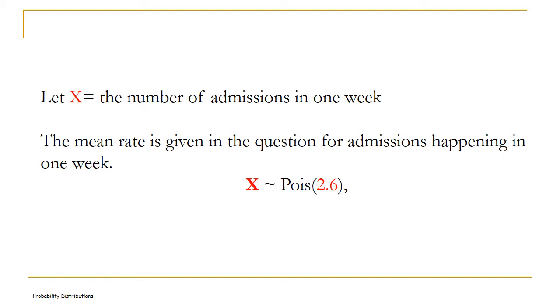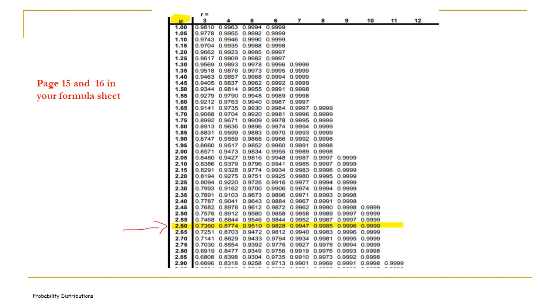We write down the notation. The notation will look like this, where we are saying that x follows a Poisson distribution with mean 2.6. On page number 15 and page number 16, I will find the mean rate 2.6. On page 16, as you can see over here, this is page number 16 that you see in this slide.